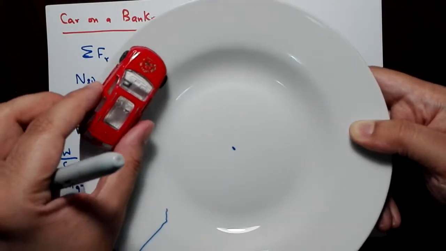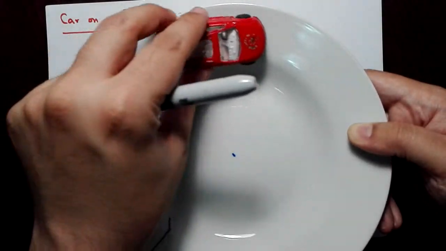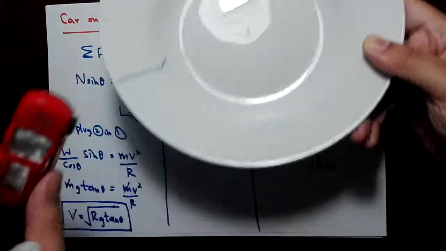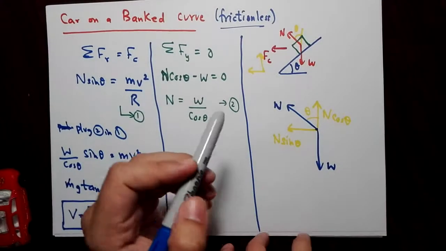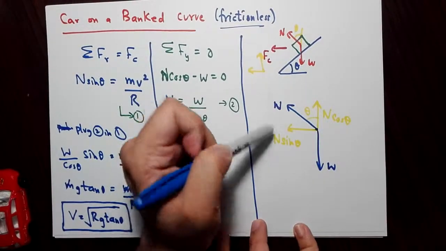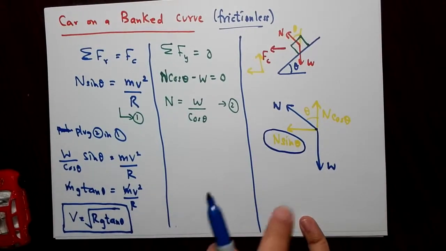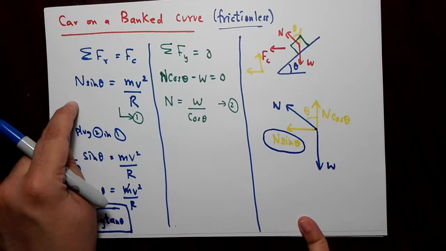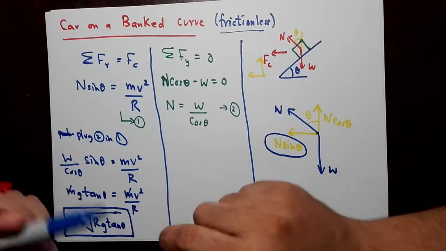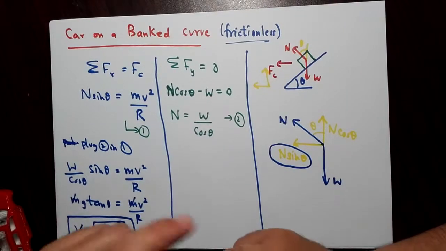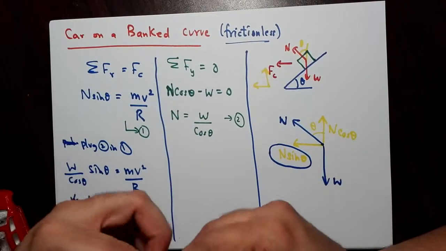If you have a very icy road, you can still go around the curved path without any friction, because you have the normal force, and N sine theta will help you do that. N sine theta is the component that saves you if you don't have any friction between the two surfaces. So this was it for the car on a banked curve.